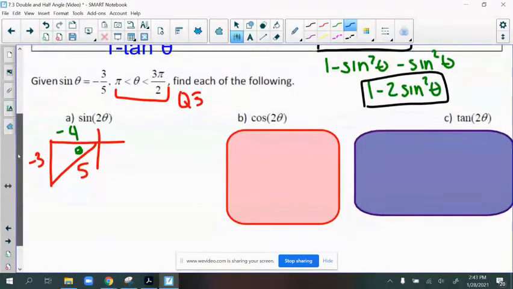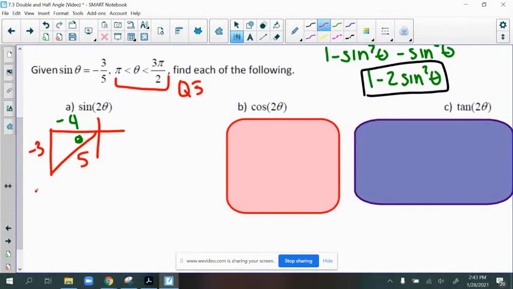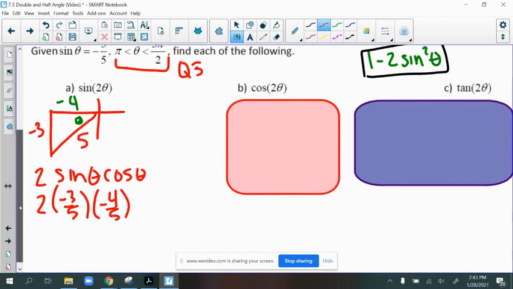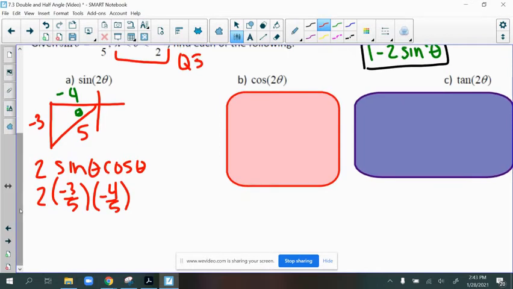So I have to do 2 times the sine of theta times cosine theta. And so I'm going to have 2 times negative 3/5, and I'm going to have negative 4/5. And so a negative times a negative is going to become positive. 3 times 4 is going to be 12, times 2. This is going to be 24 over 25. And that is my answer.